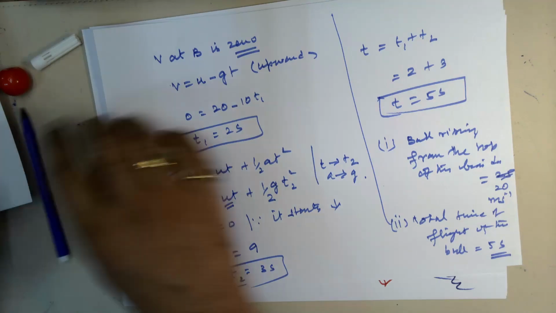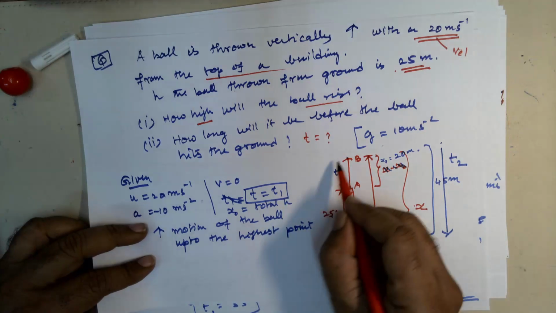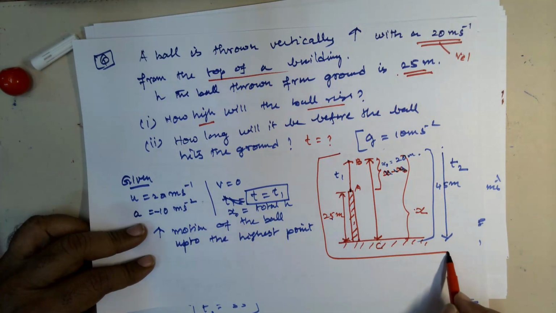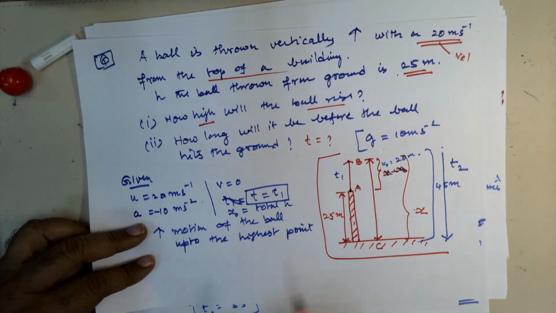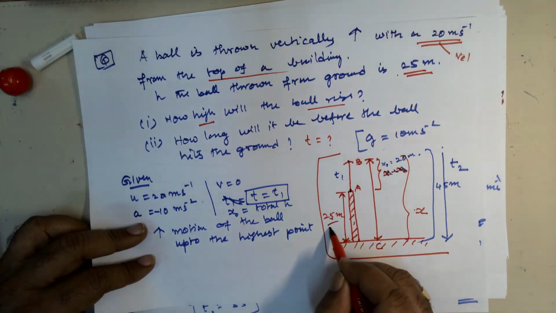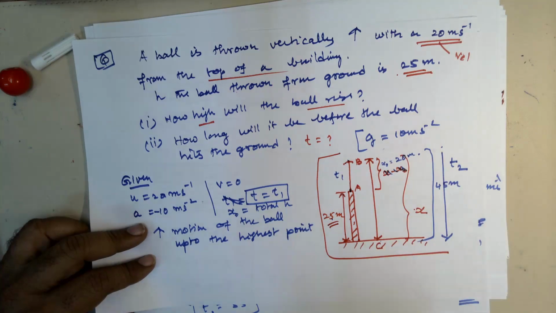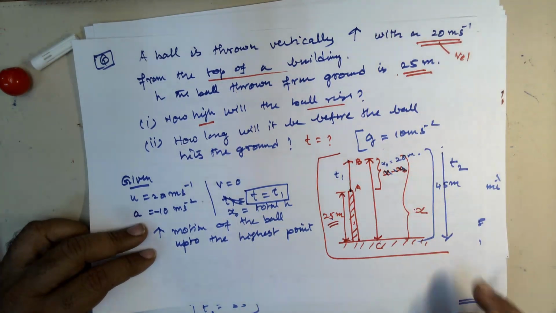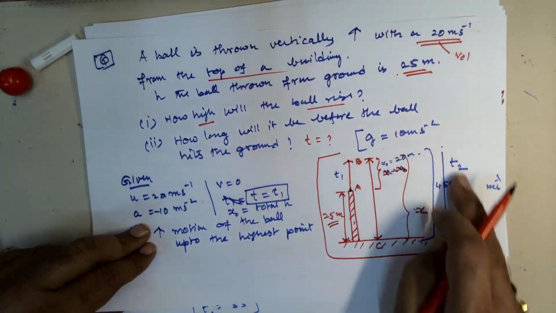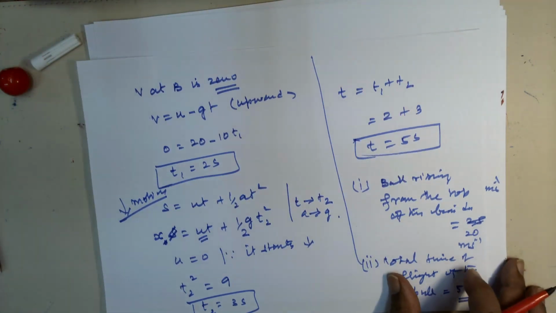Okay. Now, what are the key points here? You have to be very clear with the diagram, and you must note that the height of the building is 25 meter. Then you have to be very careful about the x, and then the time traveled for the entire flight. Okay, right?